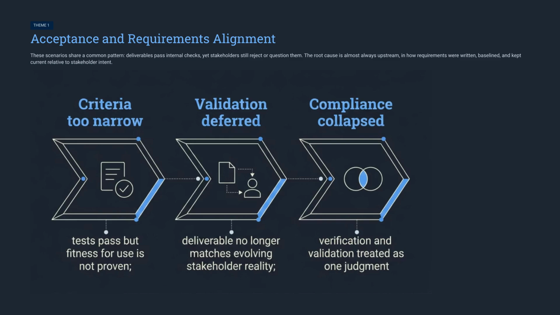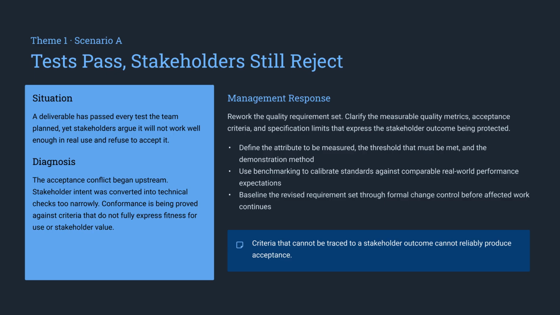that root cause. Our first theme focuses on acceptance and requirements alignment. Often, deliverables pass internal technical checks but still fail to meet stakeholder needs. This usually happens because the requirements themselves weren't properly aligned with stakeholder intent from the start. In our first scenario, stakeholders reject a deliverable that passed all planned tests. This happens because the acceptance criteria were too narrow and didn't reflect actual stakeholder value. The solution is to rework your requirements to explicitly measure the outcomes that matter most to the stakeholders.